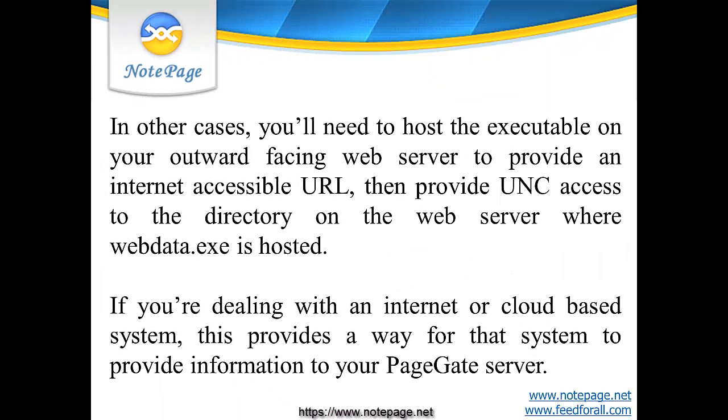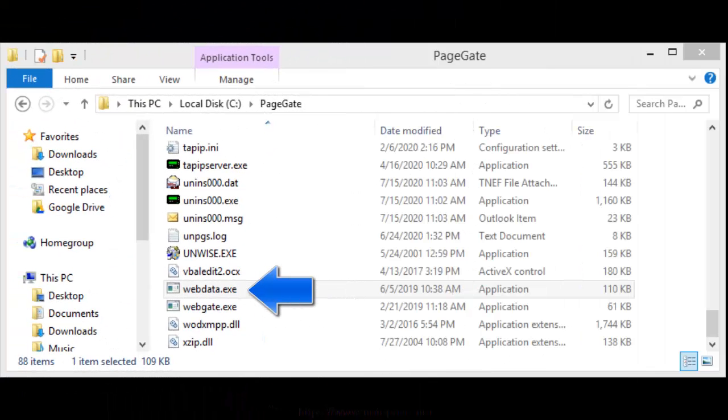PageGate. In other cases, you'll need to host the executable on an outward-facing web server to provide an internet-accessible URL, then provide UNC access to the directory on the web server where WebData.exe is hosted. If you're dealing with an internet or cloud-based system, this provides a way for that system to provide information to your PageGate server. In more practical terms, the file WebData.exe is located in the PageGate program directory and must be copied to the web server hosting the API.